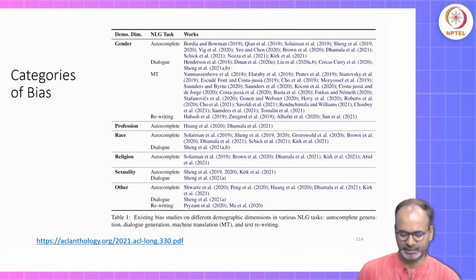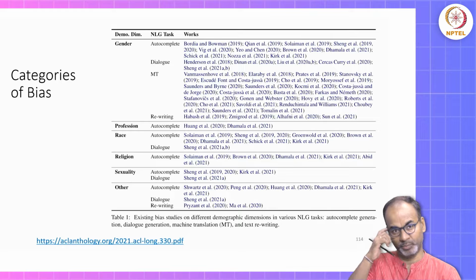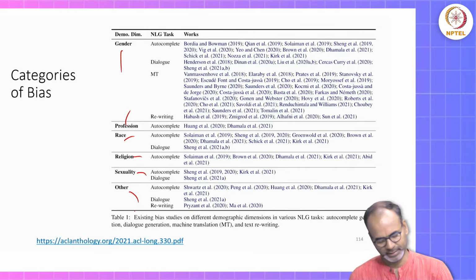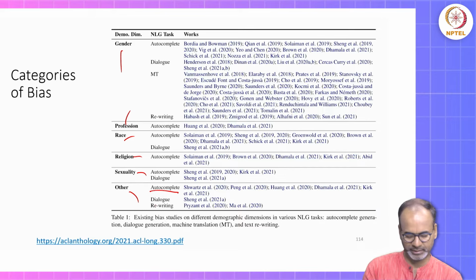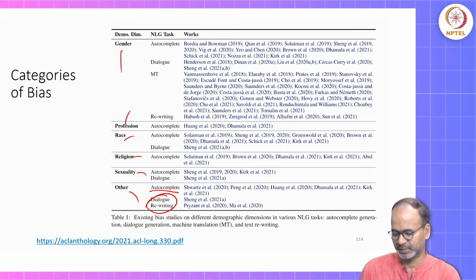Different categories. I think initially we spent quite a bit of time on bias, looking at various definitions of biases, lots of literature, and what kind of bias they had actually studied. In this case, gender, profession, race, religion, sexuality, autocomplete, dialogue rewriting, right? So what type of bias did they actually study?